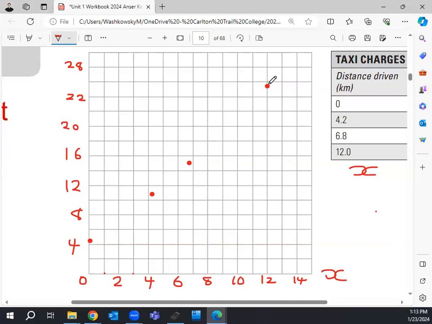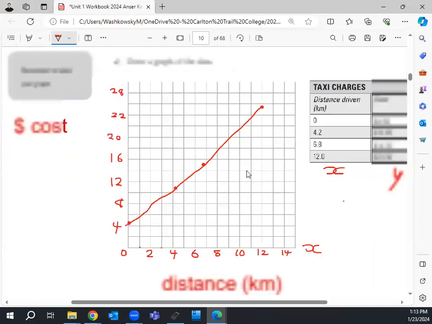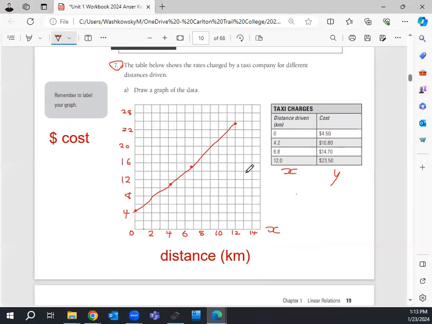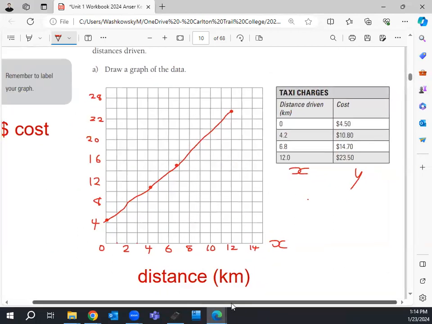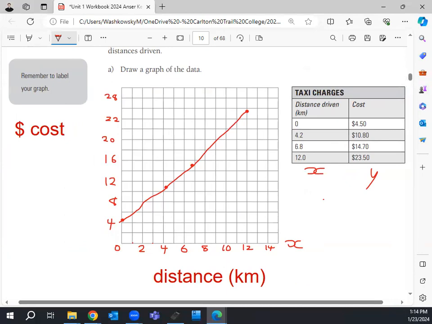So then all I have to do is connect my points now. So it should be a nice straight line. Yours is going to be straighter than mine because I'm doing this freehand on a mouse. But I should get something that looks like this. So I'll just leave it there for a second.